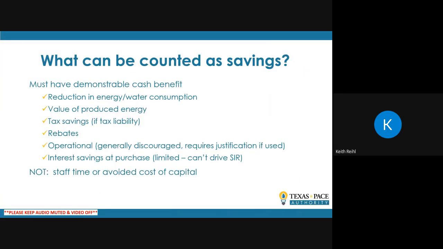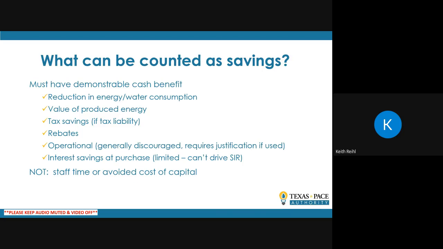So what can be counted? It has to have basically a cash benefit. So again, you can reduce your energy or your water consumption. Again, that could be electricity, could be gas, your water usage. Had a project that they put solar on the project. So there is value in produced energy on site.